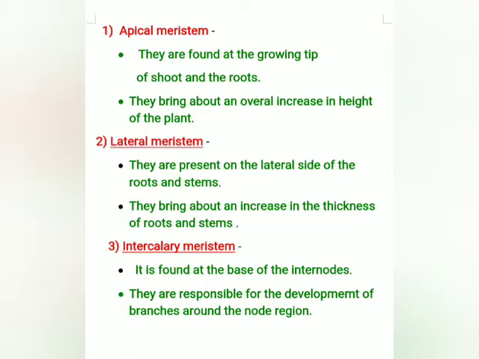Intercalary meristem is found at the base of the internodes. Between two nodes, internodes are present. They are responsible for the development of branches around the node region.